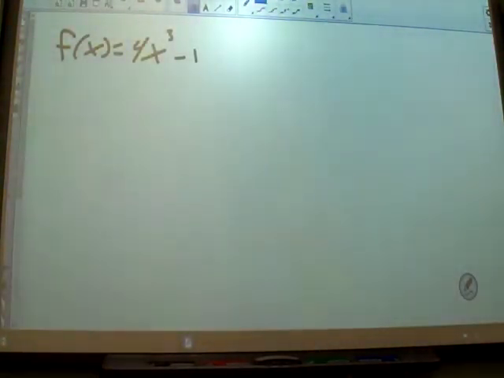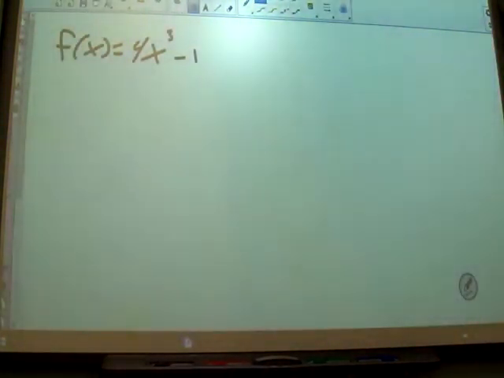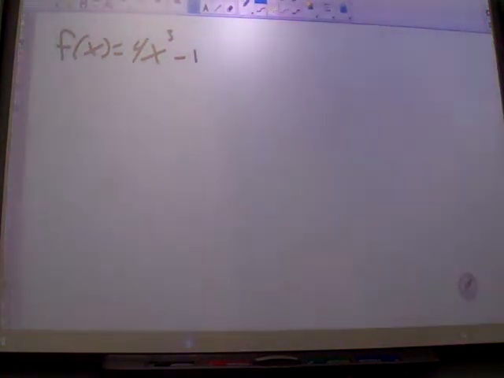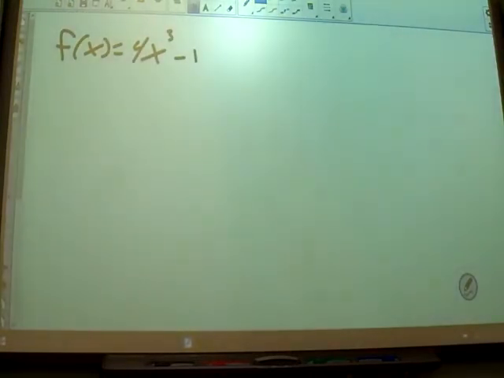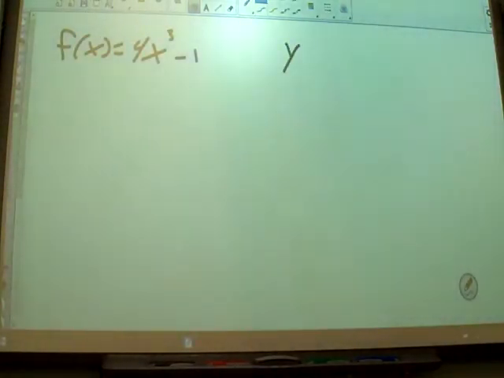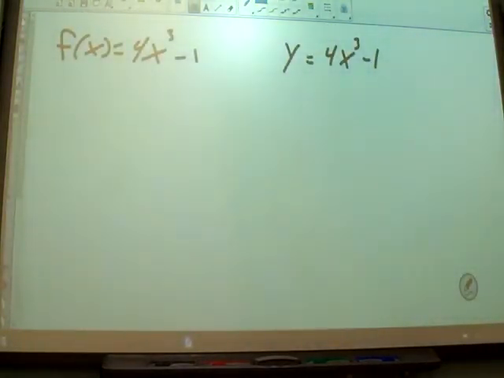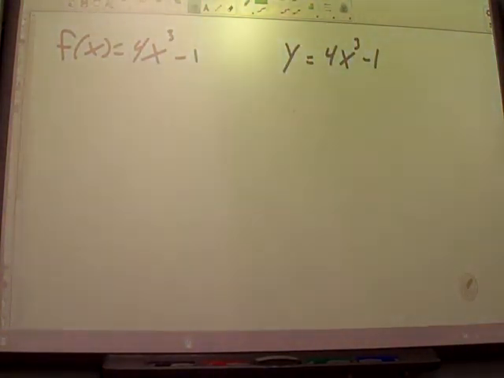Okay, here we go. Radical stuff. Stay with me, we're getting there. f of x is equal to 4x cubed minus 1. Directions are the same. Find the inverse. So first thing for some of you to realize is that f of x is the same as y. The majority of y'all are going to skip that step, but I'm writing it for the few of us that can't skip it.